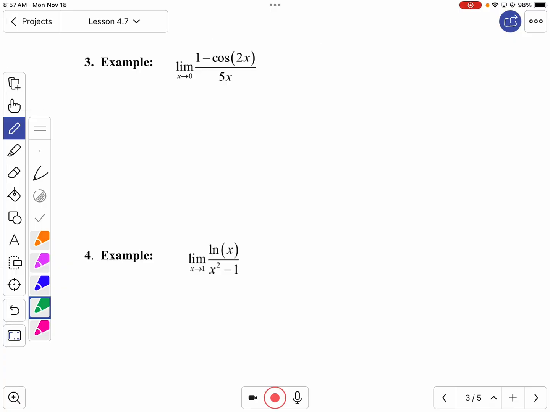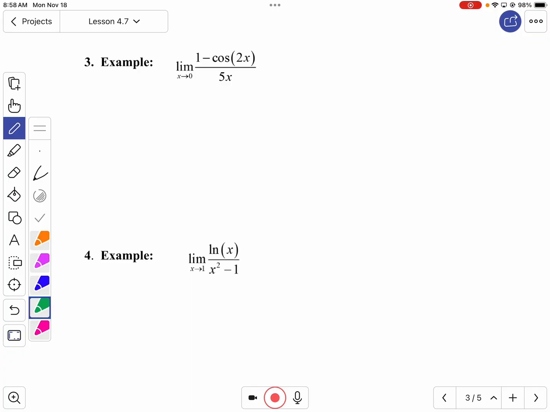The first thing we have to do is to figure out, can I use L'Hopital's rule? Do I have that indeterminate form, 0 over 0 or infinity over infinity? Now we can probably just look at it and know that we can. If I plug 0 into the denominator, 5 times 0 is definitely 0. If I plug 0 into the numerator, 1 minus the cosine of 2 times 0, what's the cosine at 0? 1, and 1 minus 1 is 0.